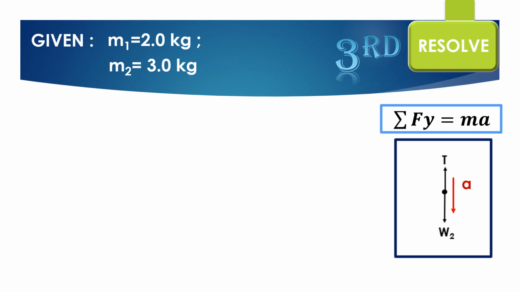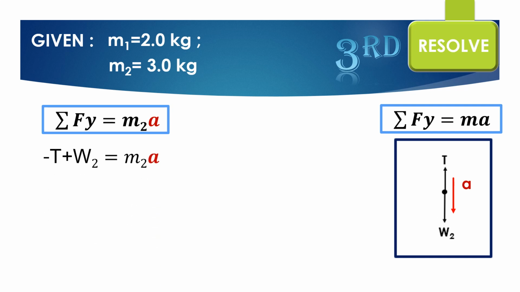So we refer to the free body diagram for object 2. Same with the previous, you state the condition first by writing down the condition, the summation of Fy equals to ma, and then you substitute the value. So make sure before you resolve, you identify first the direction of force here.